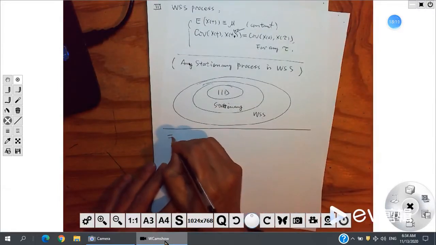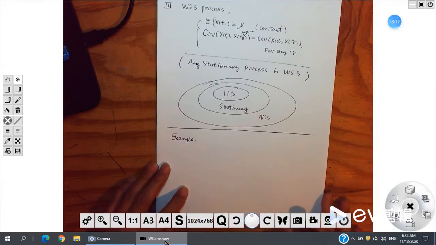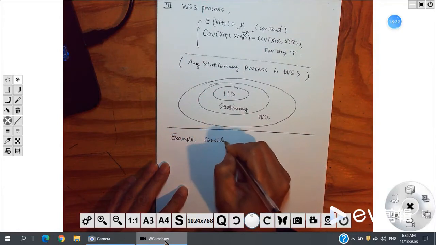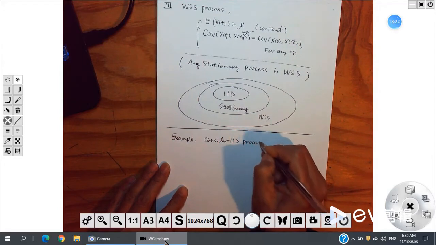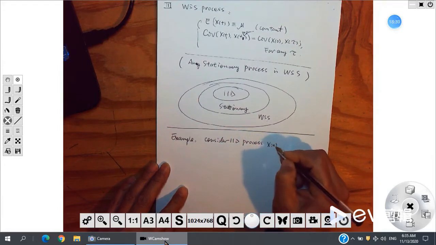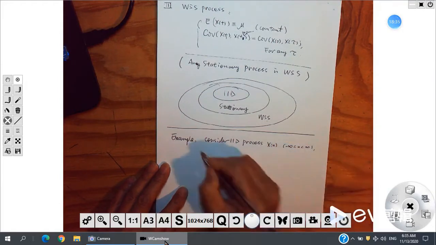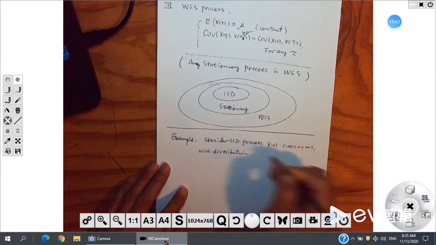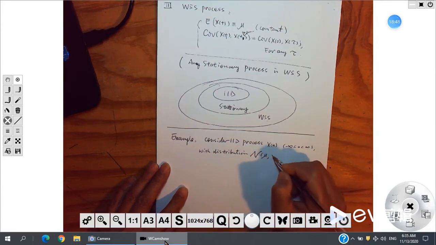Consider an example. We consider a process like this. We consider an IID process, x of n, where n runs from negative to positive infinity, with a normal distribution, Gaussian distribution, mu, sigma squared.